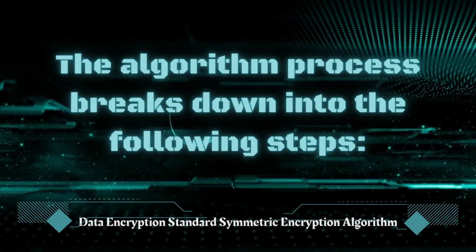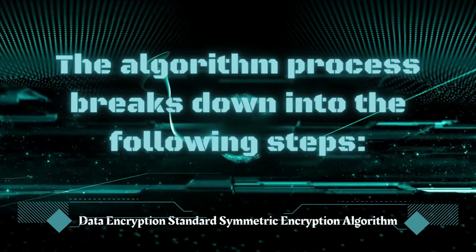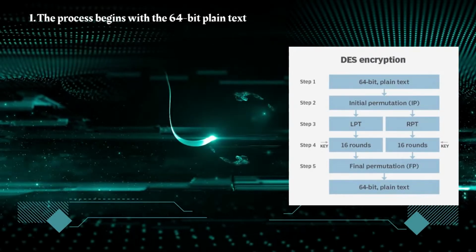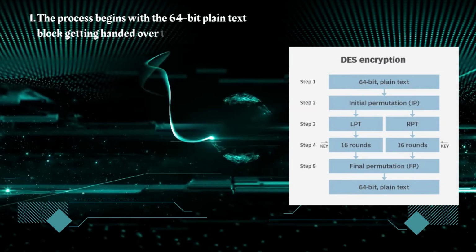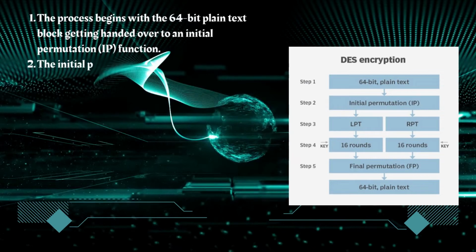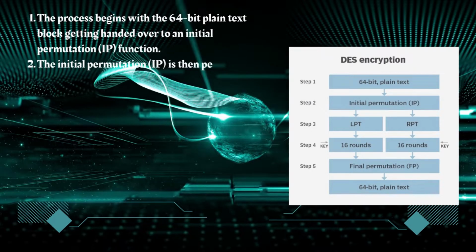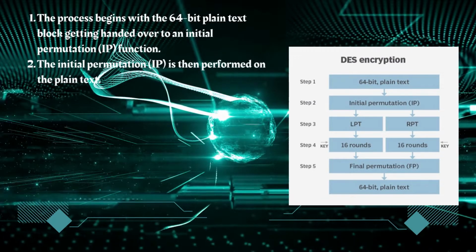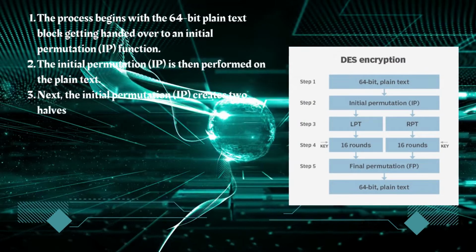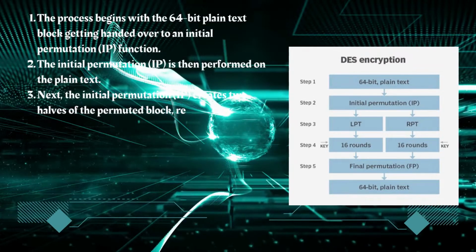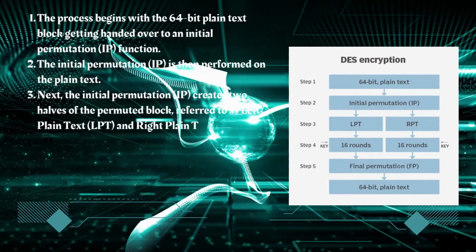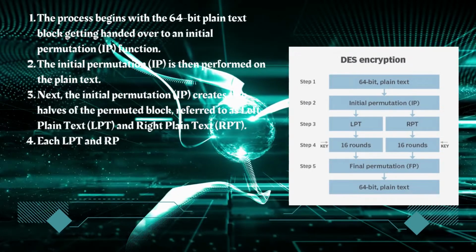The algorithm process breaks down into the following steps. First step. The process begins with a 64-bit plain text block getting handed over to an initial permutation, IP, function. Second step. The initial permutation, IP, is then performed on the plain text. Third step. The initial permutation creates 2 halves of the permuted block, referred to as left plain text, LPT, and right plain text, RPT.